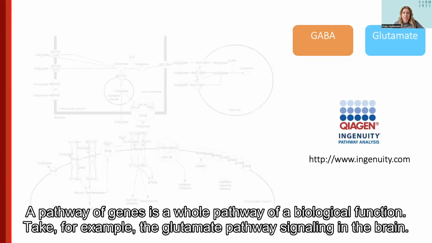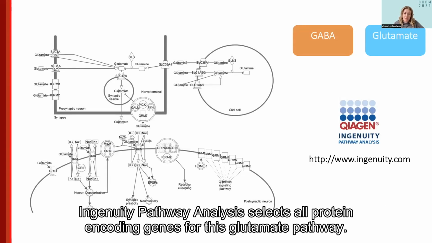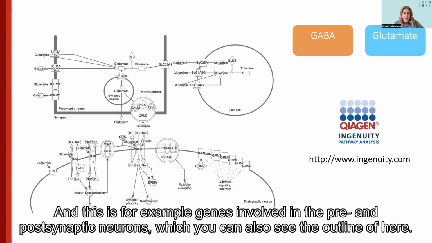A pathway of genes is a whole pathway of a biological function. Take, for example, the glutamate pathway signaling in the brain. Ingenuity pathway analysis selects all protein encoding genes for this glutamate pathway. And this is, for example, genes involved in the pre- and postsynaptic neurons, which you can also see the outline of here.